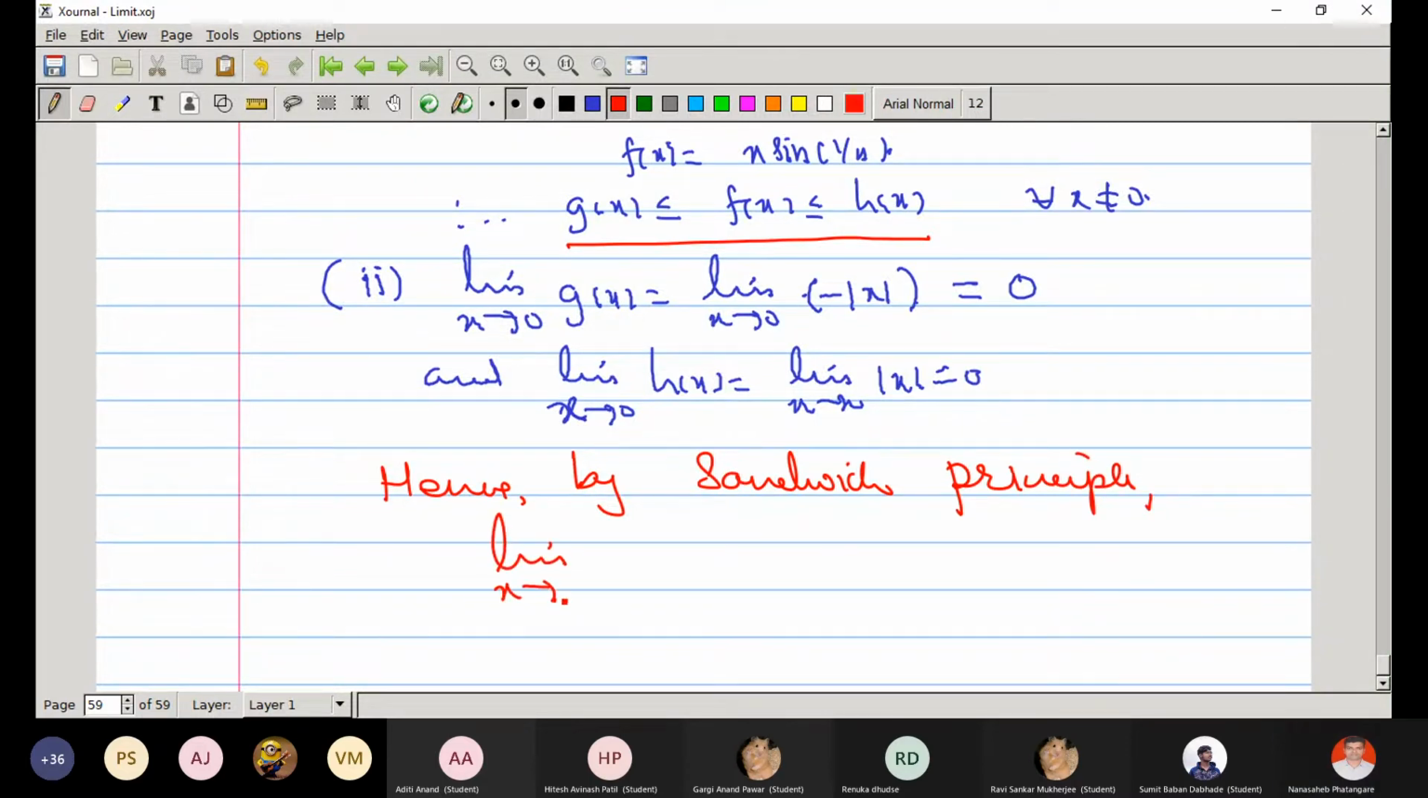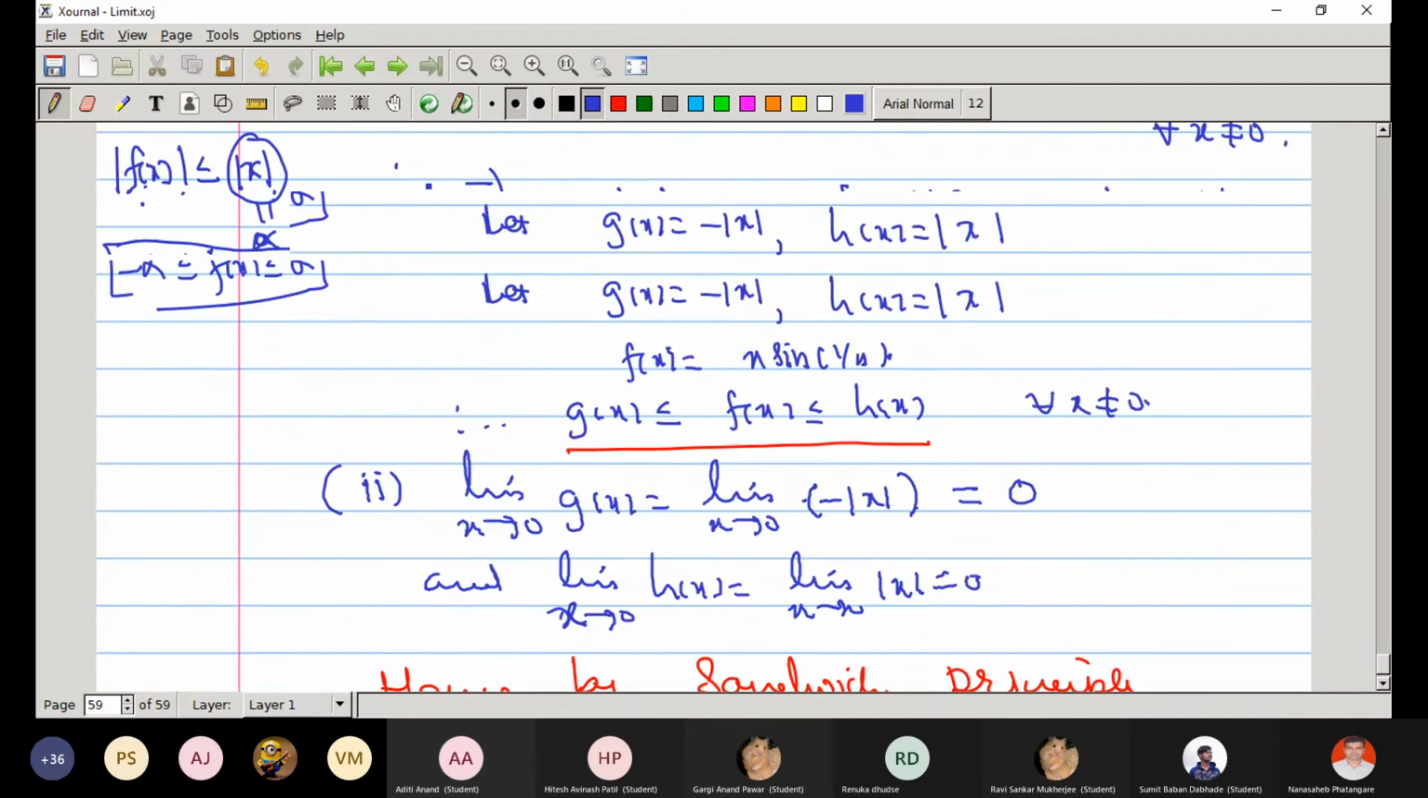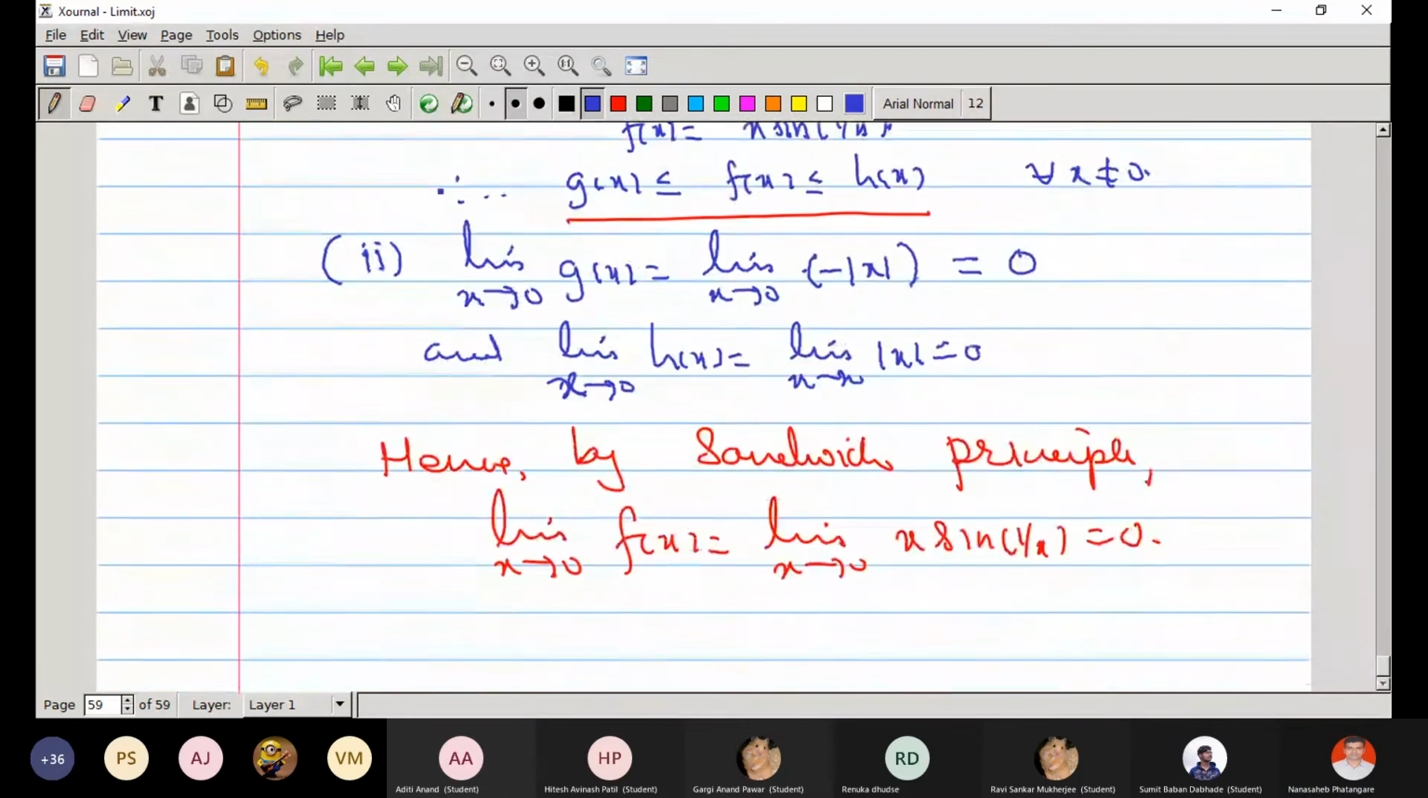The limit as x tends to 0 of f(x), that means the limit as x tends to 0 of x sin(1/x), we can immediately observe that the limit is 0. That is why the sandwich principle is useful.